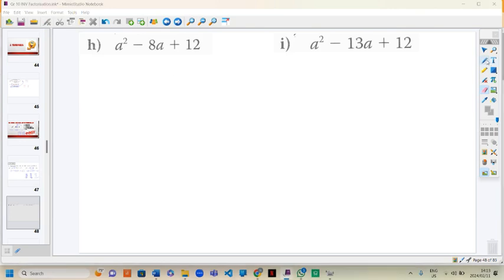Right, let's look at these. First thing I always do, I look for a common factor. Is there a common factor there? No, there's no common factor. So I'm going to open up two brackets because I'm factorizing. Very good. Now I look at my last term. I see that it's positive. So what does that mean? If it's positive, I know that my signs can possibly be positive and positive or negative and negative.